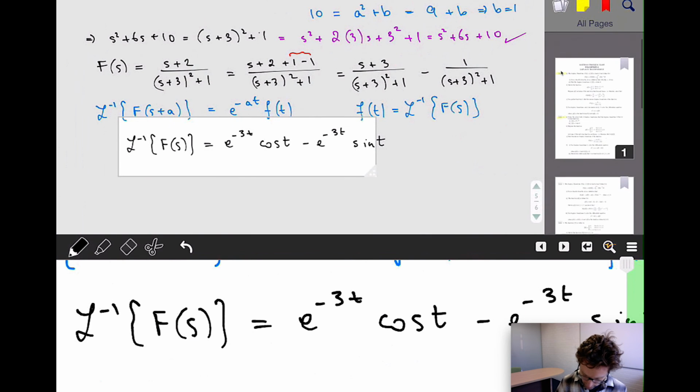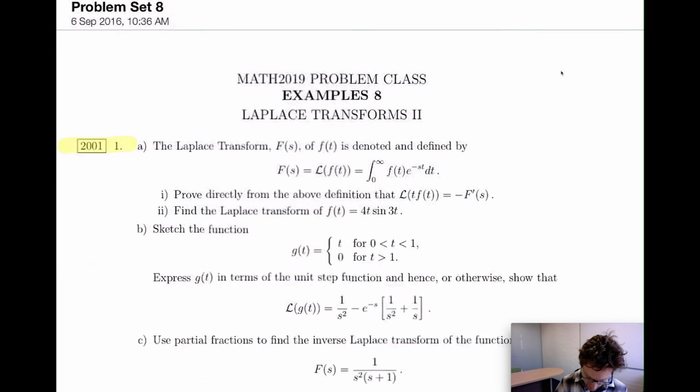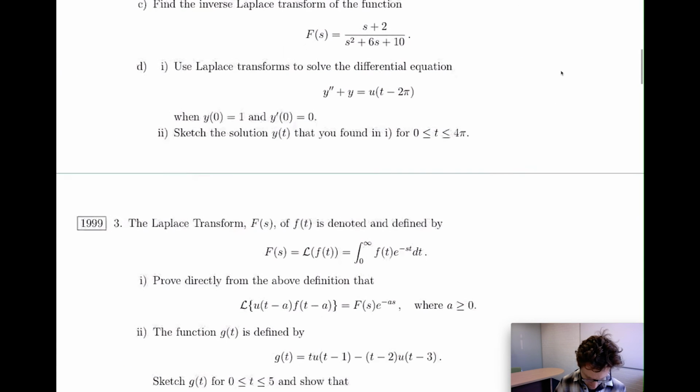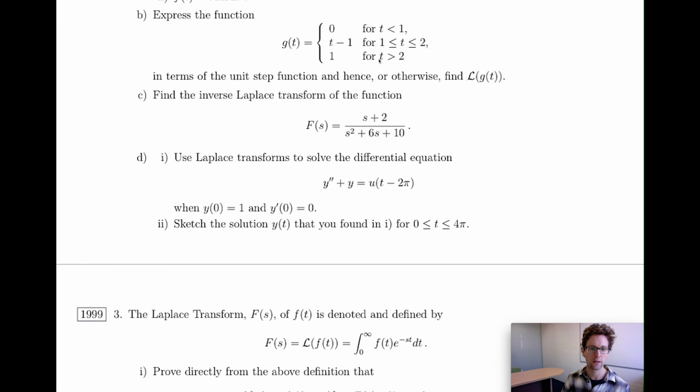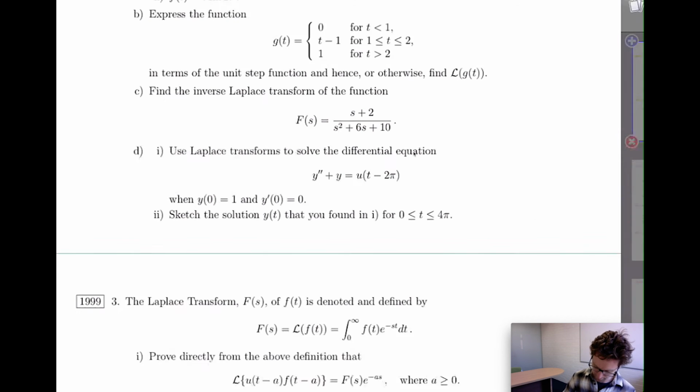Finally, now we're ready for part D, which is going to put all this together. So in part D, we're asked to use Laplace transforms to solve this differential equation, and we're going to sketch that. So we may end up using part C or part A. I don't think we actually use part B. So let's see what happens.